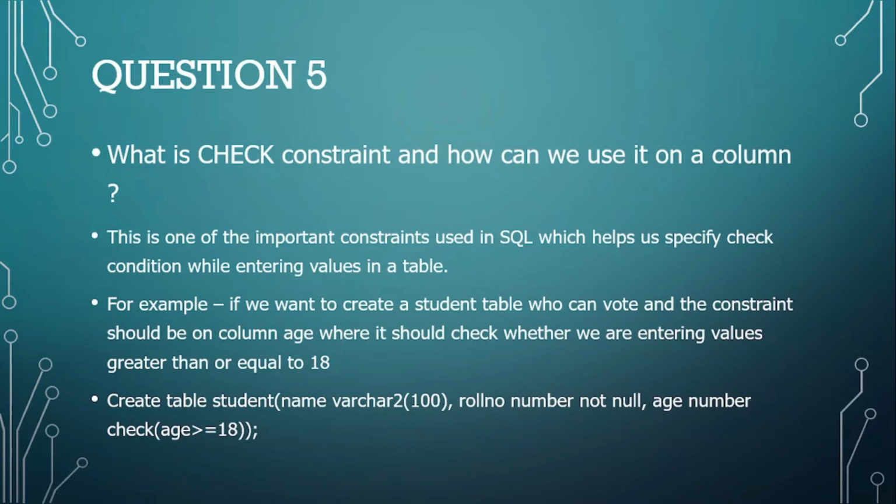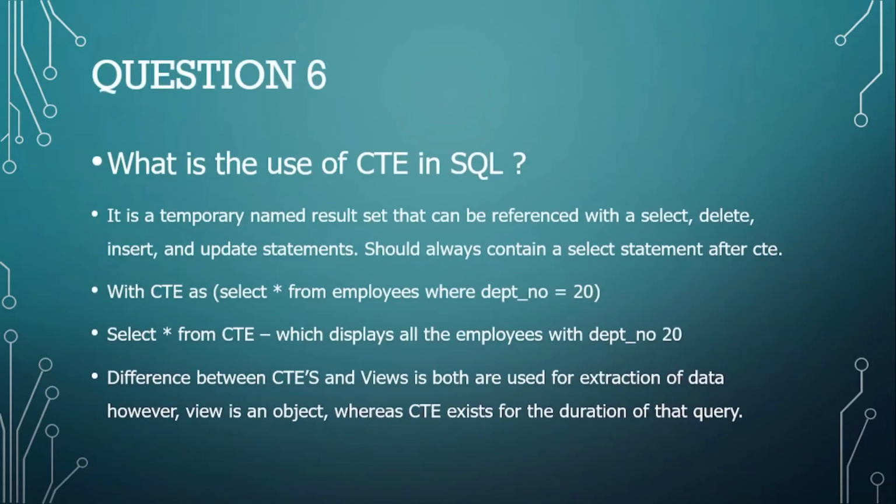and the query includes create table with three column names: name, roll number and age. And when we are defining age, we need to specify the check constraint as age greater than or equal to 18. So whenever we enter the age, it should be greater than or equal to 18. So let's go to the other question.